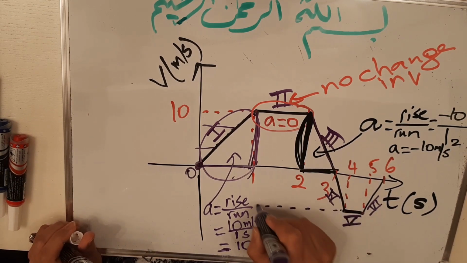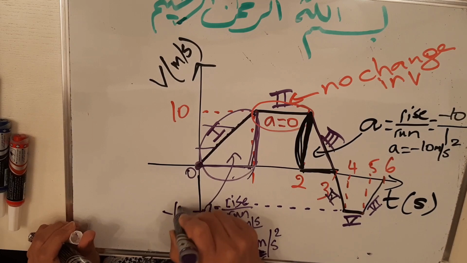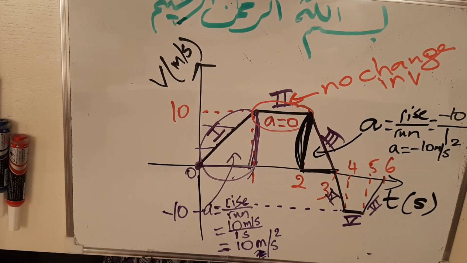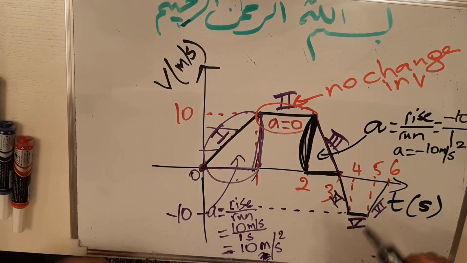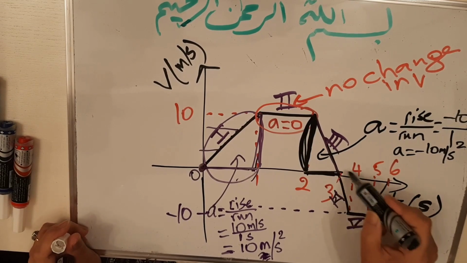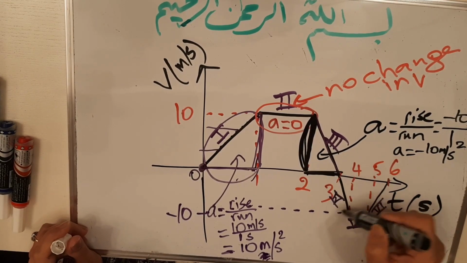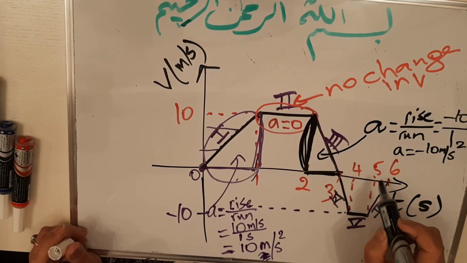So let's say this is negative 10, okay? And I want to calculate here the acceleration for this part. Go ahead and calculate it. Pause the video if you want to.